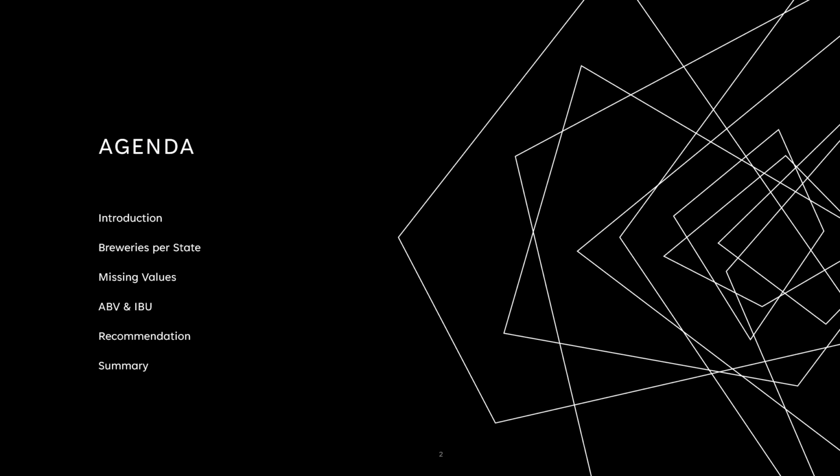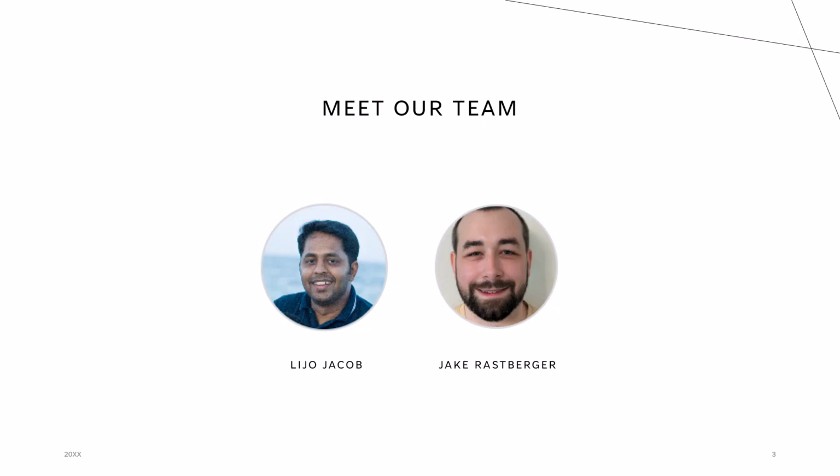The agenda for today is we'll start off with a brief introduction, then we'll go into our analysis of breweries per state. We'll then talk about how we handled missing values in our data set, then dive into our analysis of ABV and IBU. We'll then go into our recommendation for Budweiser and close everything out with a nice summary.